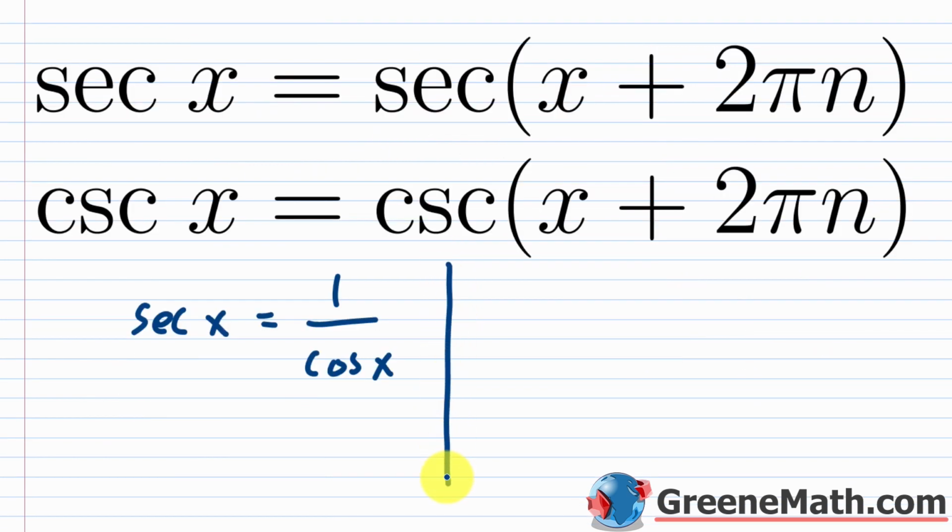Now let's talk about cosecant. So using a similar thought process, when we think about the cosecant of x, this is equal to 1 over the sine of x. And of course, the period of the sine function is 2 pi, so the period for the cosecant function would be 2 pi as well. So the cosecant of x is equal to the cosecant of x plus 2 pi n, where x is a member of the domain and n is any integer.